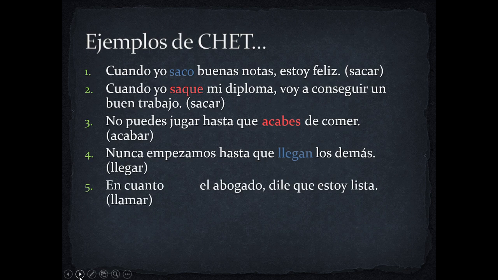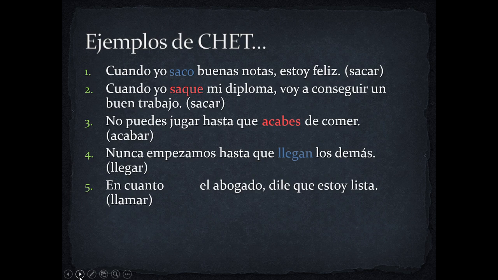Número 5. En cuanto blank el abogado, dile que estoy lista. En cuanto. ¿Qué significa en cuanto? Well, en cuanto means as soon as. And we have llamar as our verb, and llamar significa to call. Who is el abogado? El abogado is the lawyer. So we're saying as soon as the lawyer calls, tell him that I am ready. Dile, notice our word di, that's our command from last chapter. Dile, tell him that I am ready.